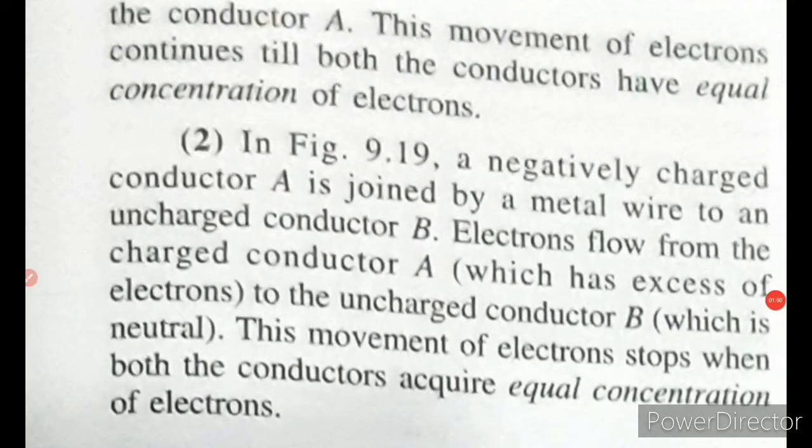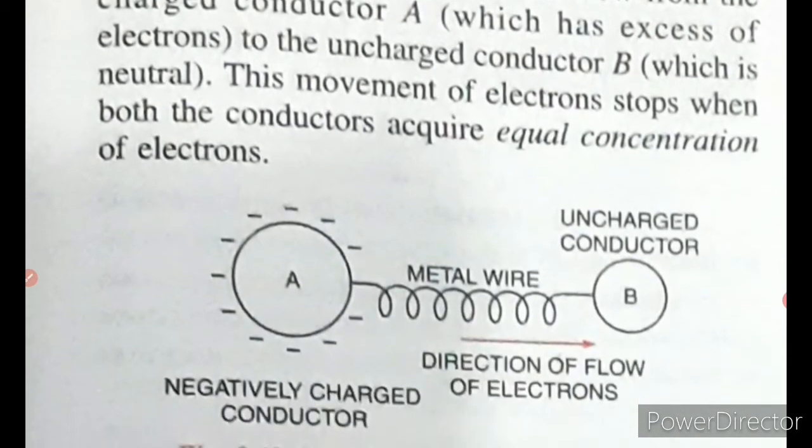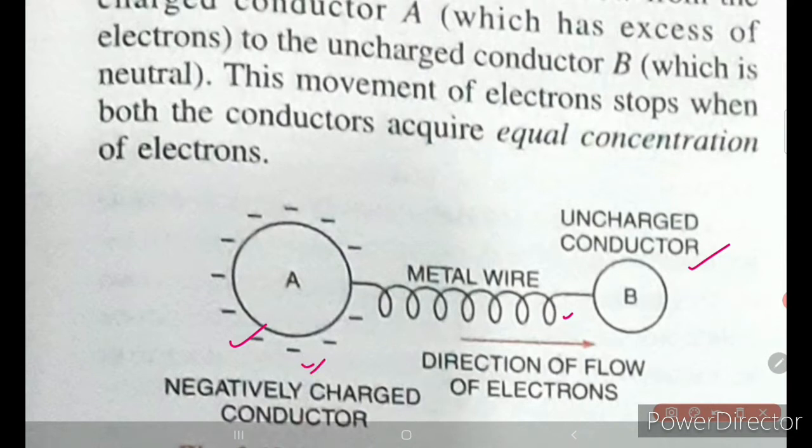This movement of electrons continues till both the conductors have equal concentration of electrons. That means if both the conductors become neutral, then the electrons stop moving. In the second case, shown in figure 9.19, we have a negatively charged conductor, connected with the uncharged conductor with the help of a metal wire.